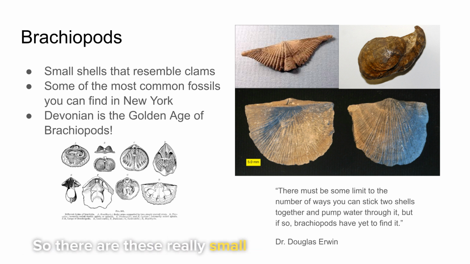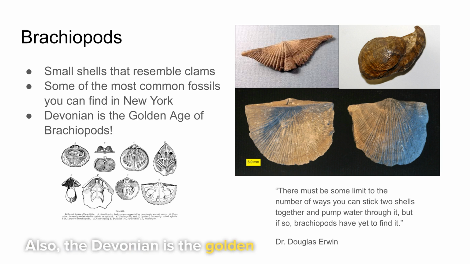So there are these really small shells that resemble clams, but they're actually wholly unrelated. It's sort of in the same way that a dolphin looks like a shark because they both feed on fast moving fish in open water, right? Clams and brachiopods just happen to live on the seafloor and pump water through their shells, so they evolved to look similar. But these are, fortunately for me at least, some of the most common fossils you can find here in New York. You can go just about to any Devonian outcrop and find a brachiopod.